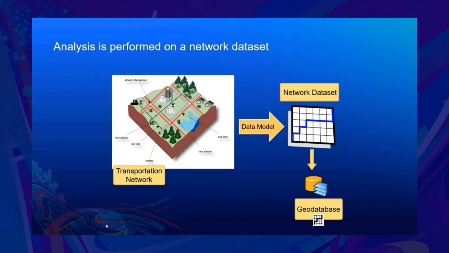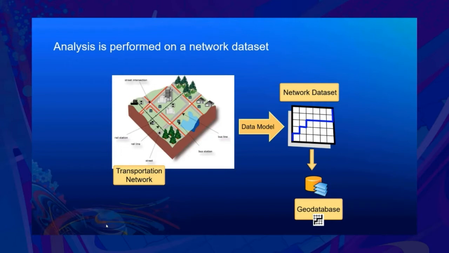This is where you define how streets are connected to each other and also have the rules that define how travel should occur on the network. For example, which streets are one-way streets and where are the underpasses and overpasses. All of this information is stored in a data model, which in ArcGIS is called a network dataset.